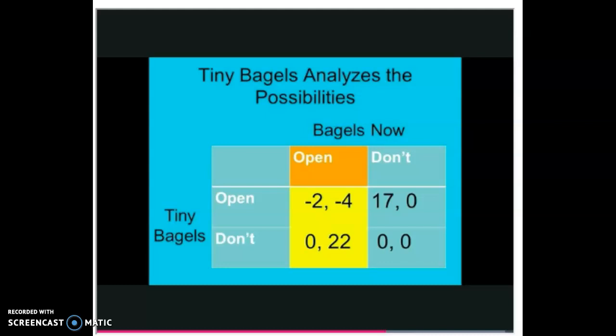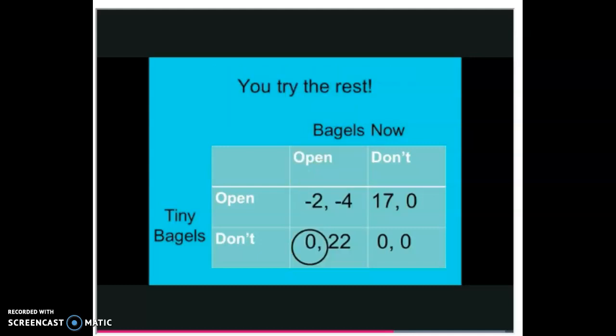To employ the circle trick, you can start by looking from the perspective of Tiny Bagels and suppose that Bagels Now opens a shop. Circle the best outcome of 0 profit, which is better than losing $2,000 per month. You try the rest. You can pause the video now and look for any dominant strategies or Nash equilibria, then restart the video to see the answers.